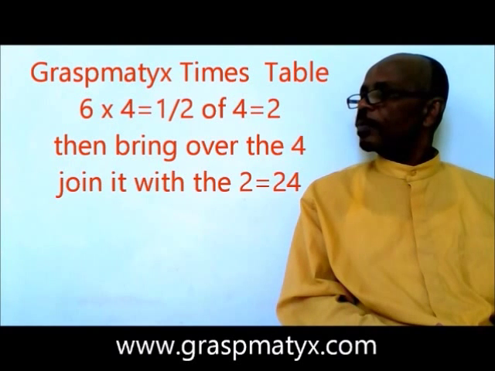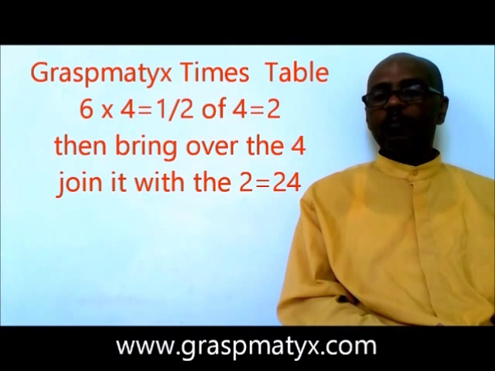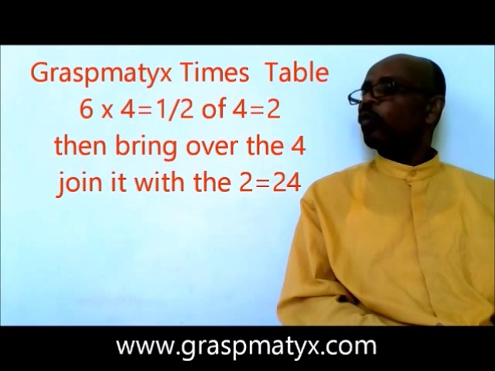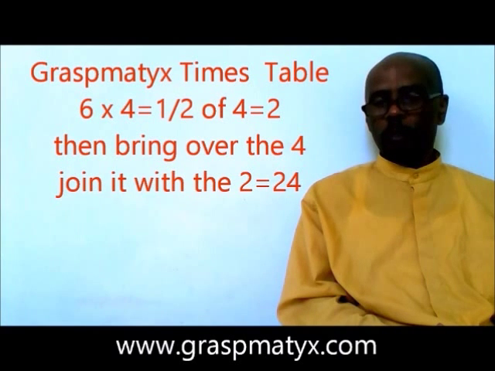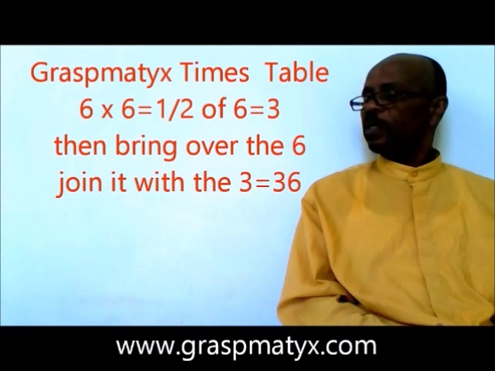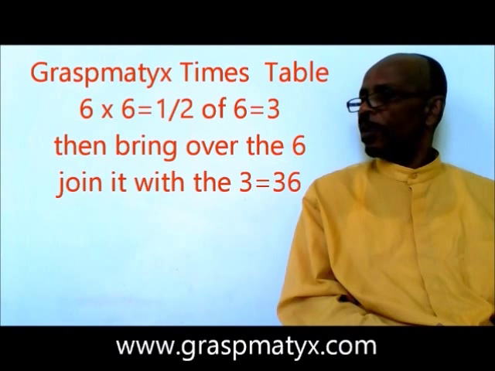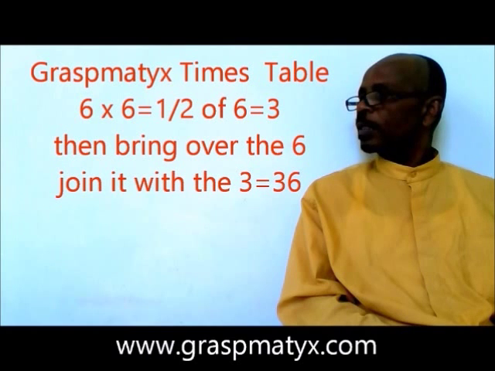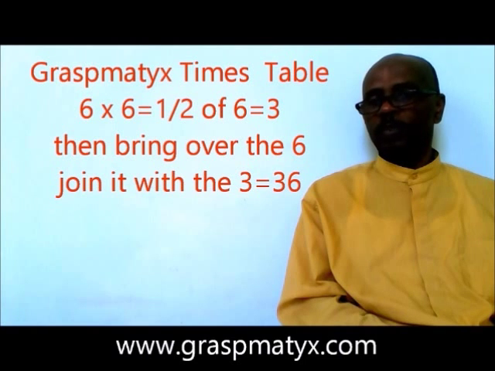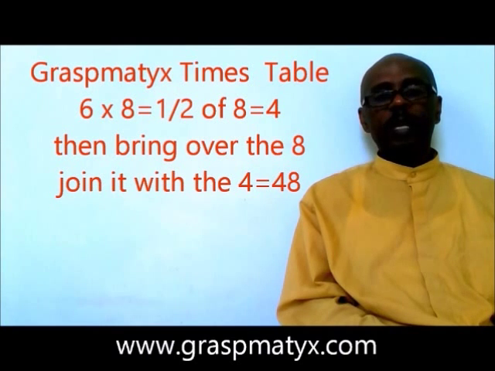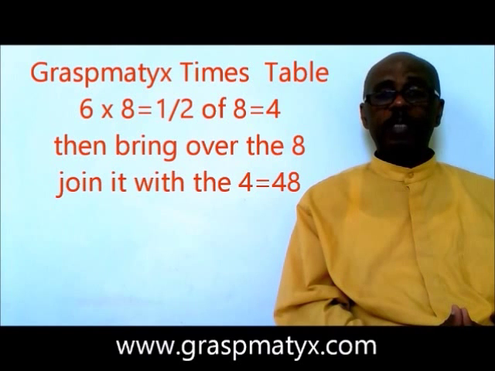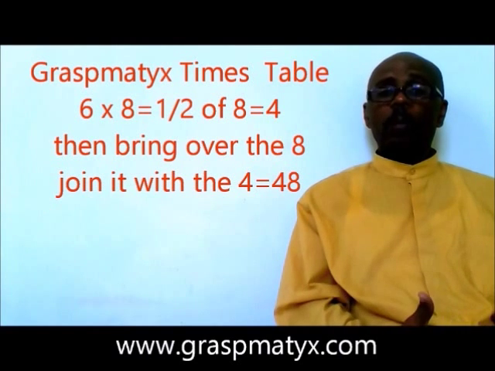Now what about 6 times 4? Well, the half of 4 is 2, and I bring over the 4, put it to the right of the 2, and that's the answer. So 6 times 4 is 2, 4. Now the half of 6 is 3. 6 times 6, the half of 6 is 3, bring over the 6, and I get 3, 6. 6 sixes are 3, 6, they say 36 in English. And 6 times 8, the half of 8 is 4, and I bring over the 8, and I get 4, 8. You see that? That's how simple the Grass-Matics 6 timetable is, illustrated here by yours truly, Dr.